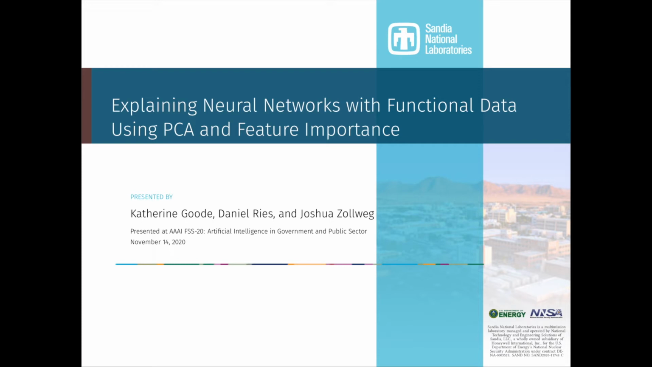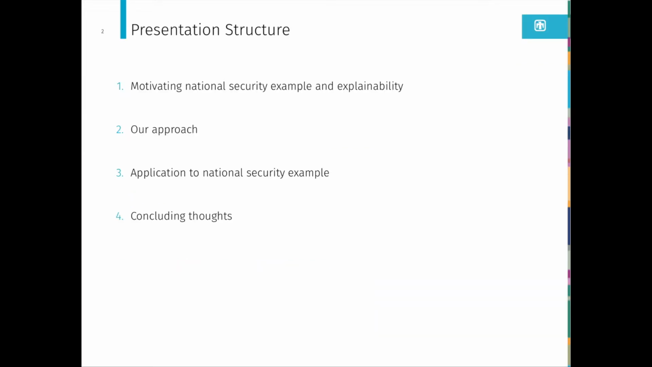The approach we take is generalizable to any machine learning model, but in this talk I will focus on an application in national security where a neural network is used as the predictive model. I'll start by introducing the motivating application from national security and briefly discuss explainability in a general context and in the case of functional data.